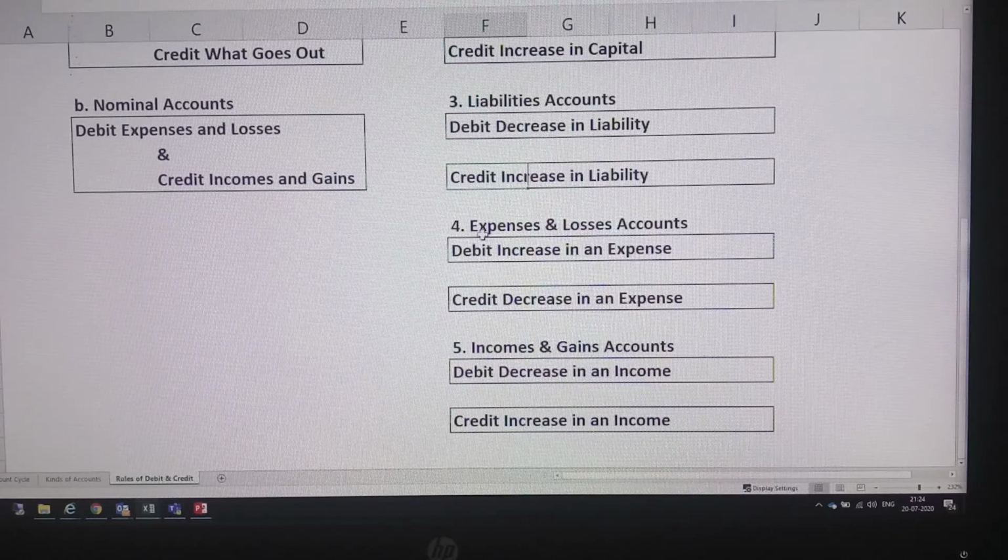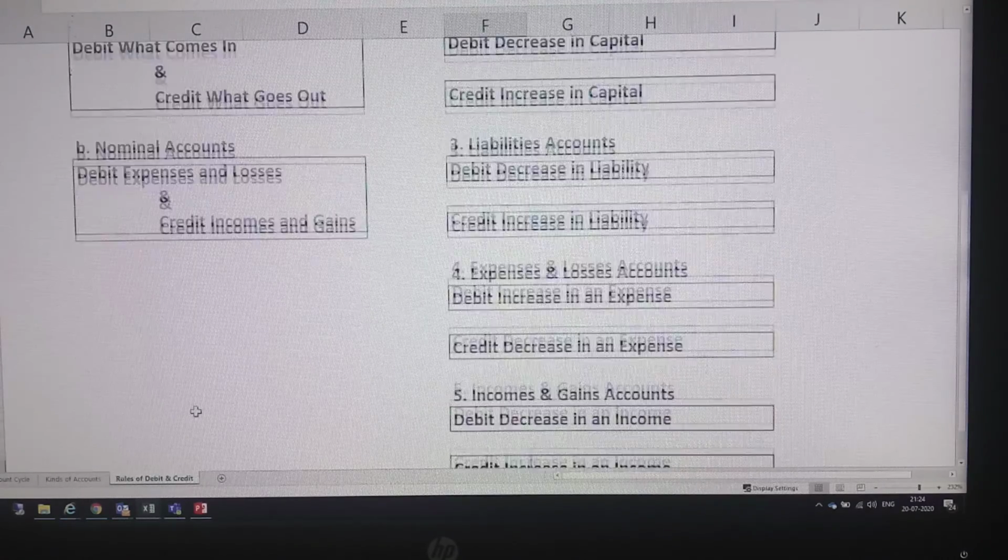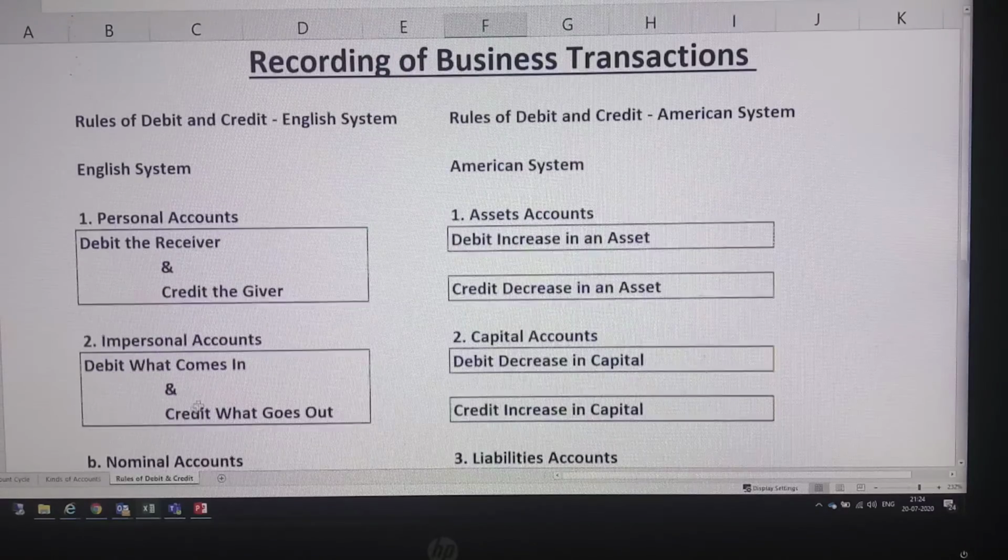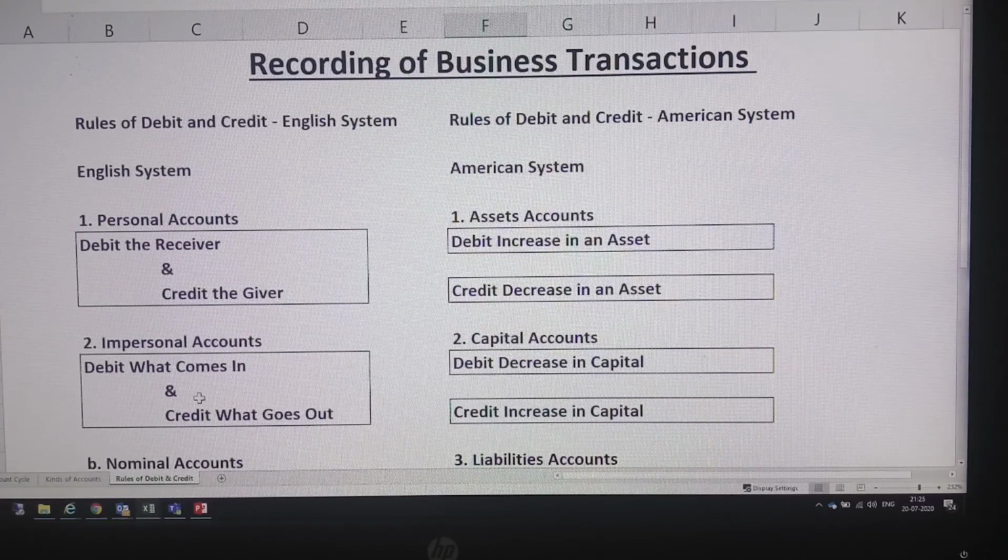Further on to expenses and losses, we debit an increase in an expense and credit a decrease in an expense. Here, for incomes and gains, debit a decrease in an income and credit an increase in an income. So these are the basic rules of debit and credit that we need to follow.